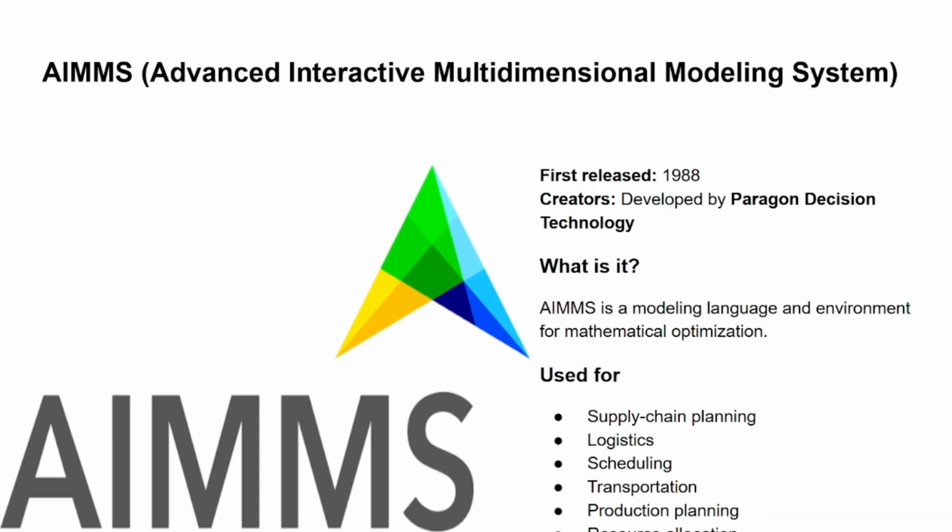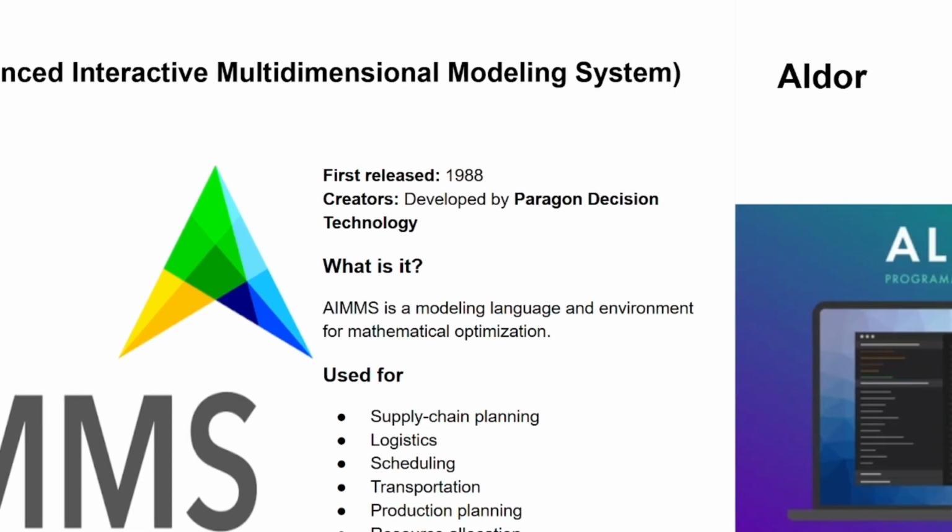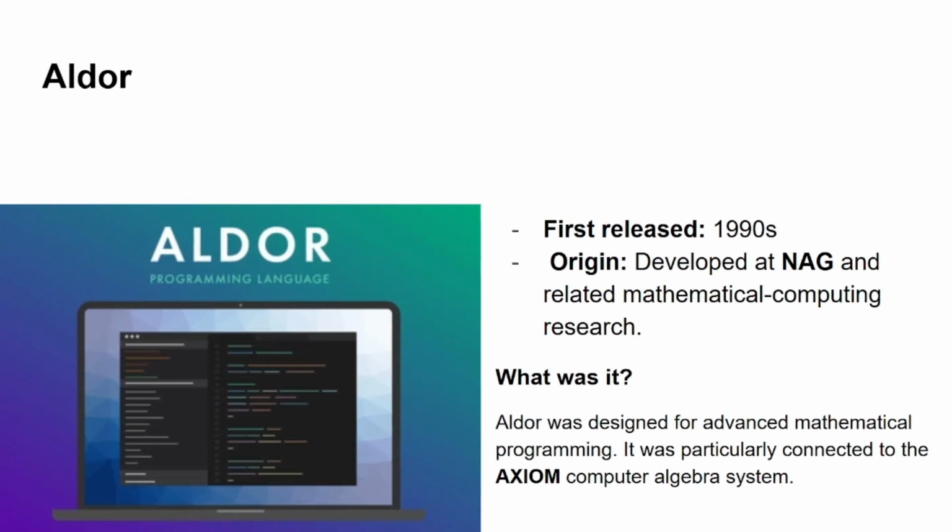Now AIMMS, the Advanced Interactive Multidimensional Modeling System, first released in 1988, developed by Paragon Decision Technology. So what is it? AIMMS is a modeling language and environment for mathematical optimization, used for supply chain planning, logistics, scheduling, transportation, production planning, and resource allocation.